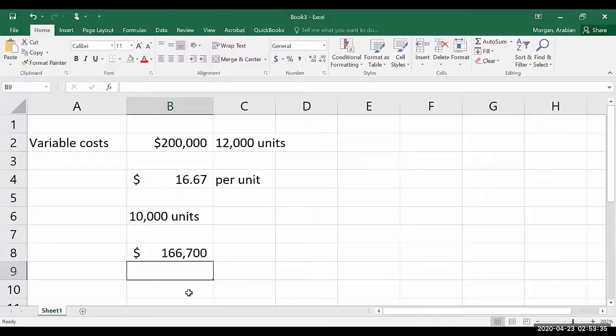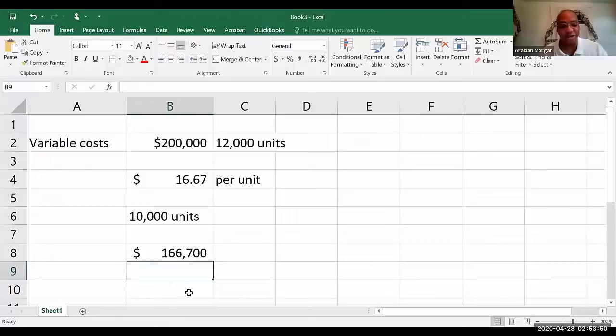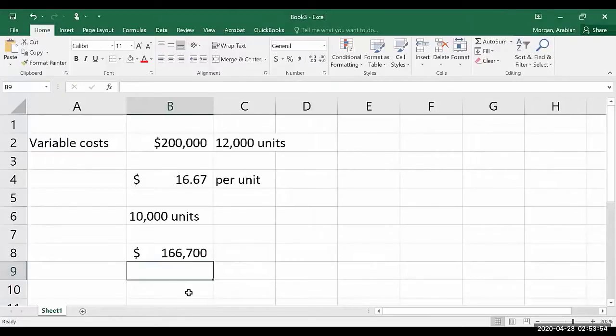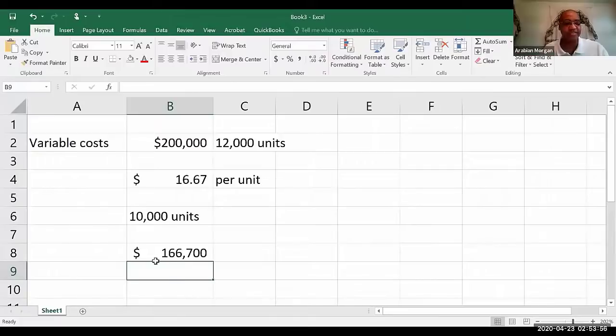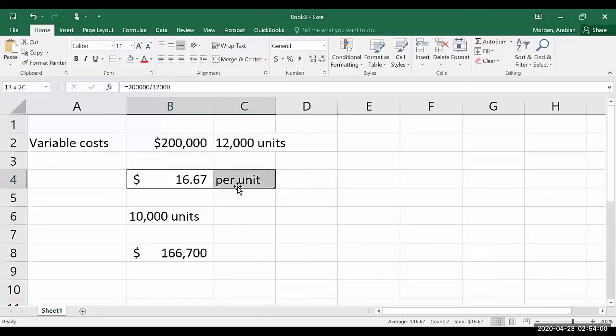I divided 12,000 to get what percent of 200,000 that was, and then times 10,000 by 1.96 to try to get my answer. Yeah. So that is a different way to do it, but based on what we covered in creating a flexible budget, this is actually the steps we went through. We created this per unit amount that I'm showing you here.